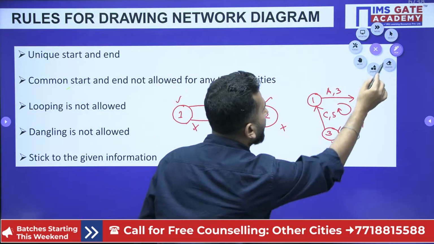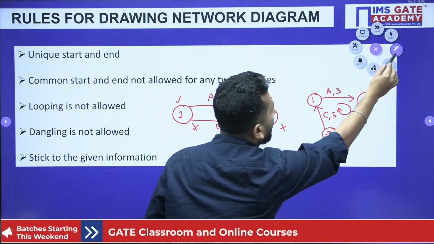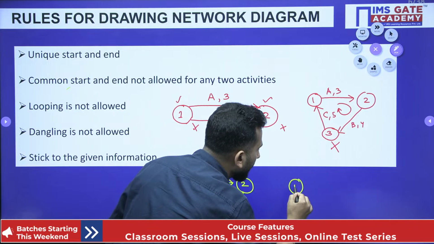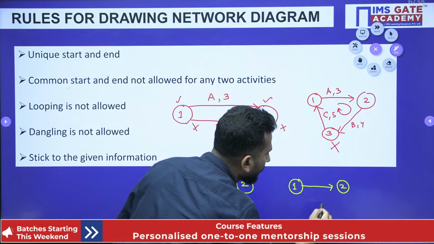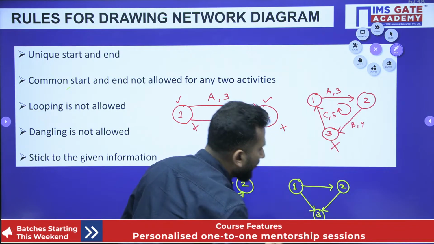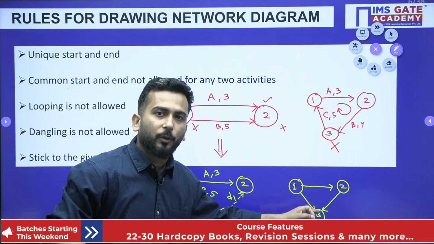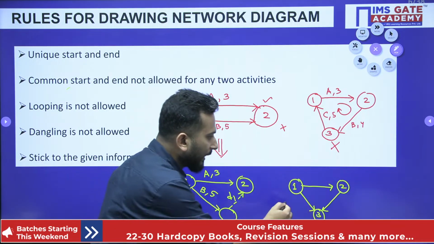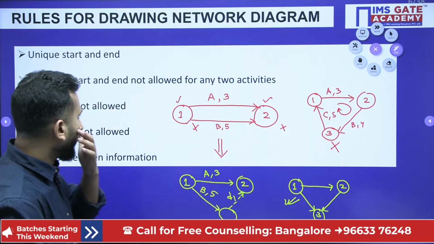Now let me give you another example. My dear friends, this is not looping. The one that I have drawn over here is not looping. This is totally allowed. I repeat, this is totally allowed. This is not looping. This is looping. I hope you have got the difference between what is looping and what is not.